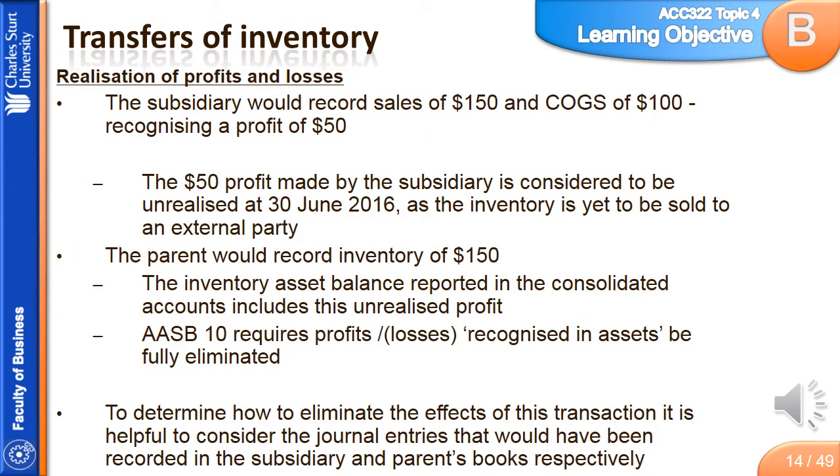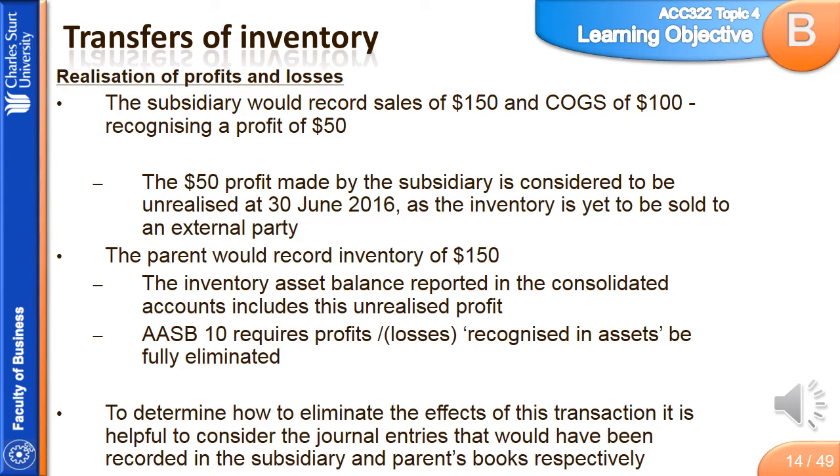So this slide is just going into a bit more detail about what I was talking about on the previous slide. Same example, the subsidiary would have recorded a sales amount of $150 and a cost of goods sold of $100, and the remaining amount would be considered profit of $50. This $50 made by the subsidiary is considered unrealized as it's not sold to an external party, and we would need to make some adjustments so that's not recognized within the consolidated accounts.